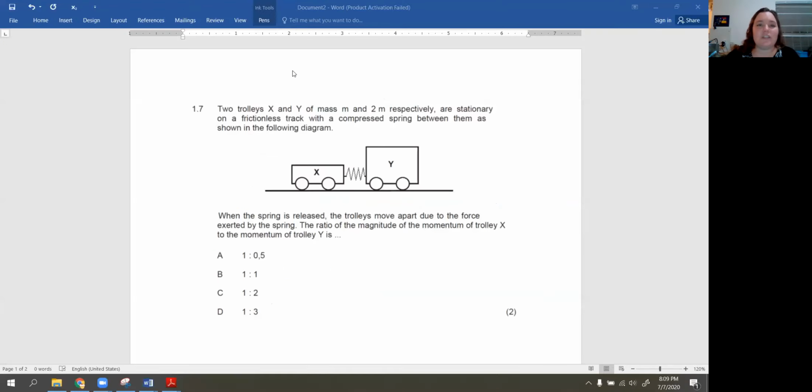All right, ladies and gentlemen, here is one of the 2 questions for today. The question says: 2 trolleys, X and Y, of masses M and 2M respectively, are stationary on a frictionless track with a compressed spring between them as shown in the diagram. When the spring is released, the trolleys move apart due to the force exerted by the spring. The ratio of the magnitude of the momentum of trolley X to the momentum of trolley Y is... I'd like to remind you that X has a mass of M and Y has a mass of 2M.